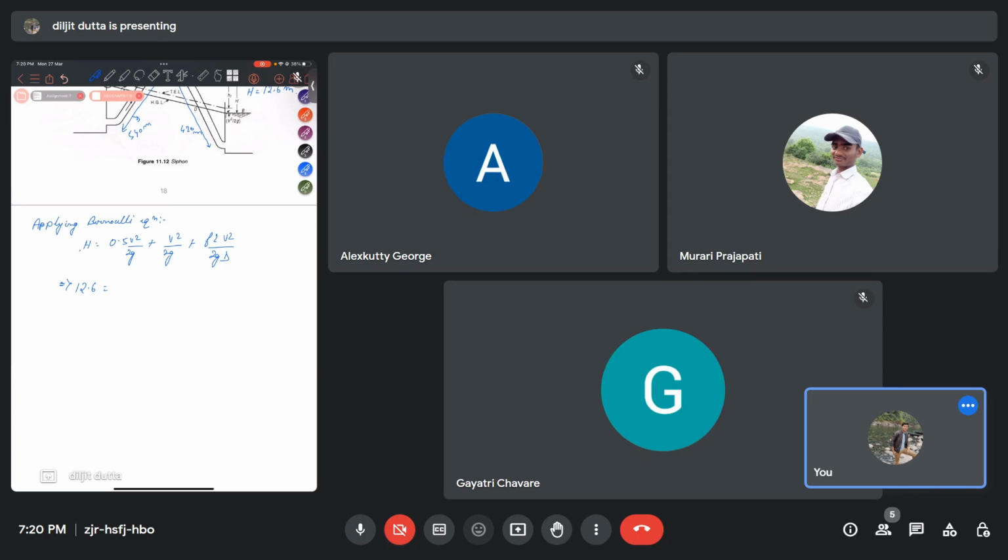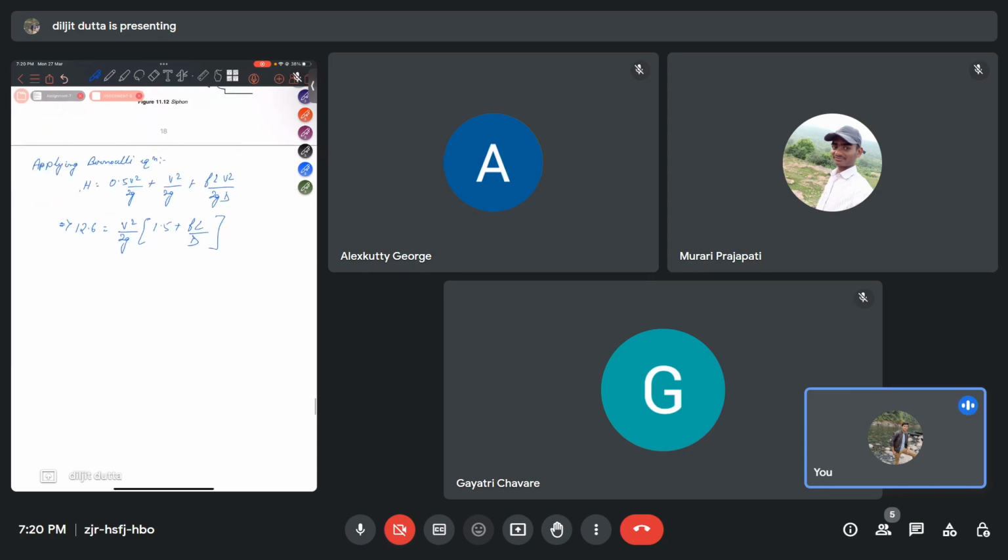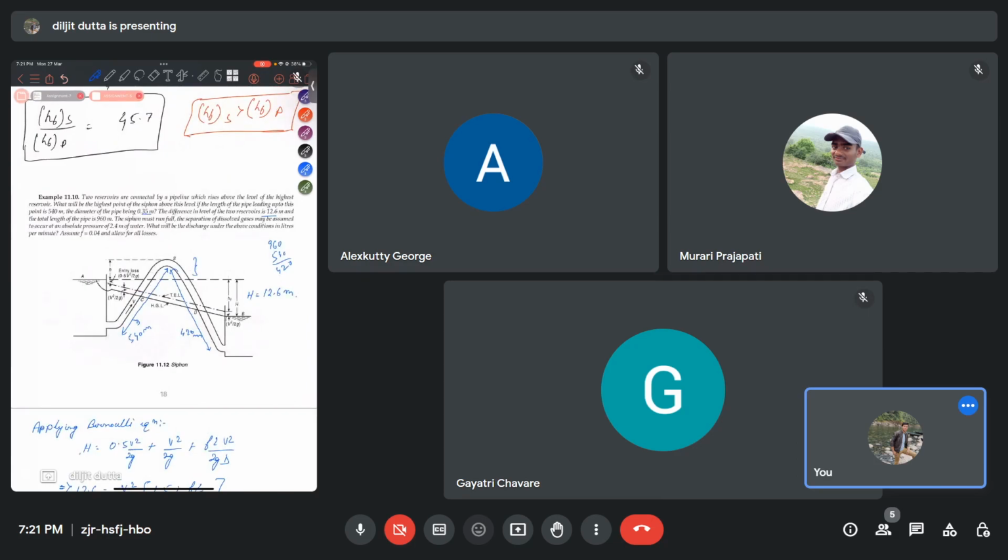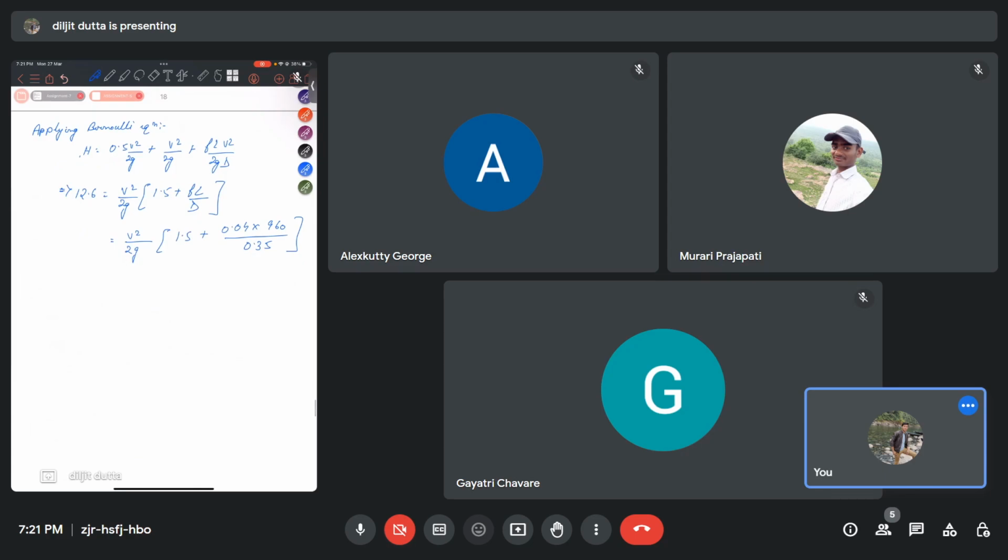So total head that we have is 12.6, and if we write these terms as 1.5 plus FL by D, this we obtain based on derivation of the siphon. So we have to obtain V. So V square by 2G, 1.5 plus F is 0.04, L is total length, 960, and diameter of the pipe is 0.35 meter. D is equal to 0.35 meter. So based on that we get V is equal to 1.49 meter per second. So this is the velocity that we obtain in the pipe.